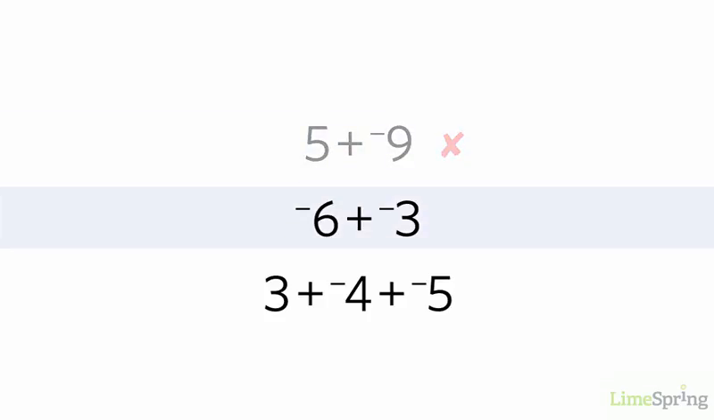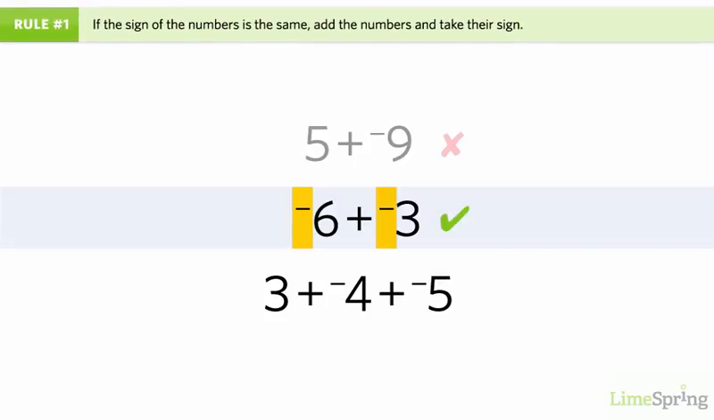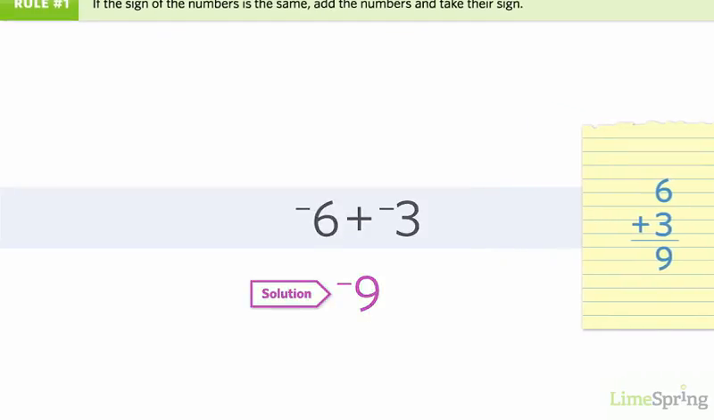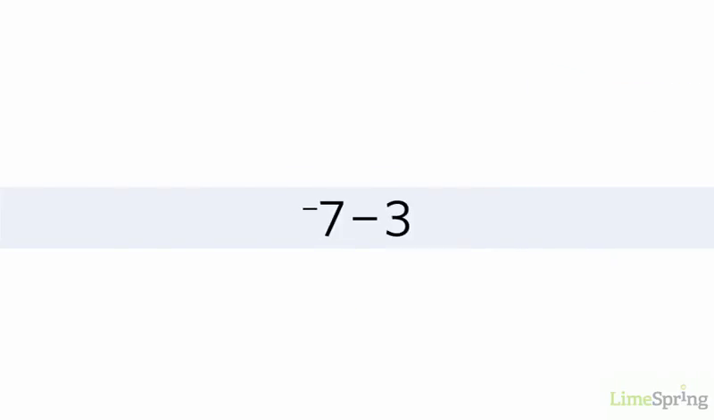How about -6 plus -3? Are the signs of -6 and -3 the same? Sure, they're both negative. So our first rule applies. Remember, our first rule says that if the sign of the numbers is the same, add the numbers and take their sign. So we add 6 plus 3 to get 9, and then we take their sign, which is negative, to get -9.